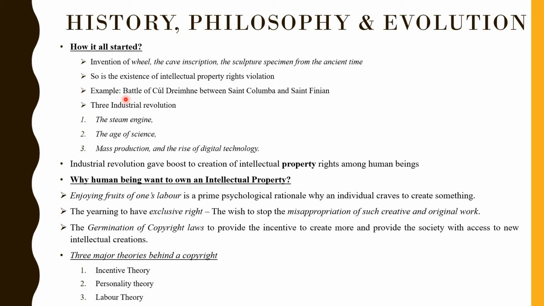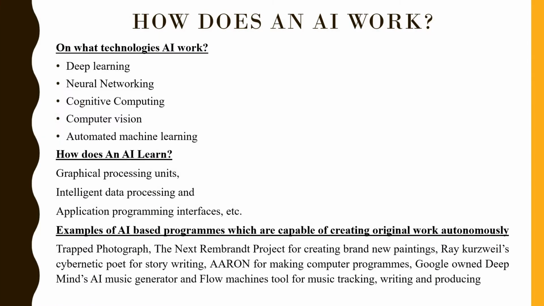Now, if you want to know the major theories, how this copyright area works, I want to tell you that there are three major theories behind copyright protection. The first is the incentive theory, then we have the personality theory, and then the labor theory. I'll be discussing all these theories in detail in further discussions. So let's move on.